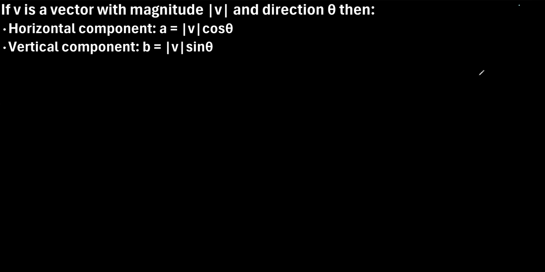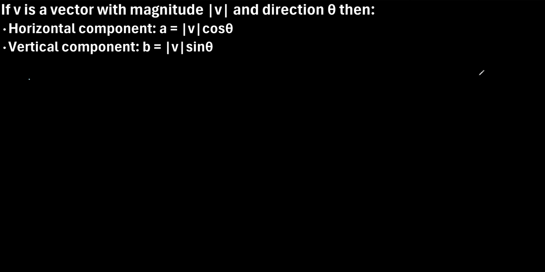In this video, we'll talk about how to find the horizontal and vertical components of a vector. So let's check out our definition. If v is a vector with magnitude v and direction of theta, then the horizontal component of this vector, which we'll call a, can be found by multiplying the magnitude by the cosine of theta. And the vertical component of the vector, we'll call that b, can be found by multiplying the magnitude by the sine of theta. So let's work through a few examples.